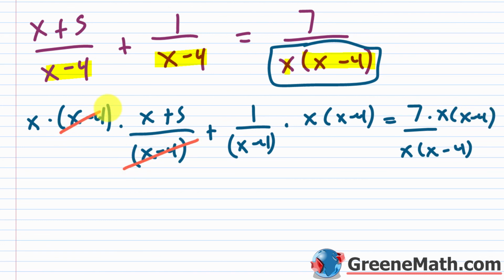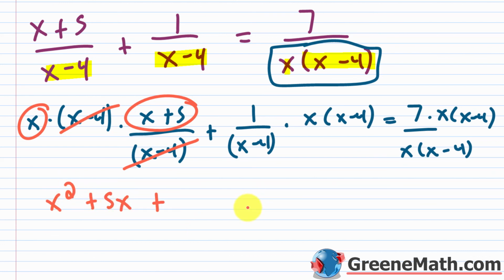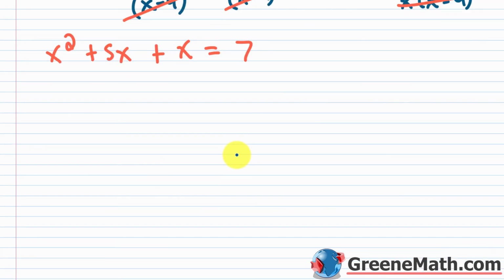So let's cancel this with this. You can have x times the quantity x plus 5, so that's x squared plus 5x. And then plus, over here, this would cancel with this, so you have x times 1, which is just x. And this equals, over here, this would cancel with this, so you just have 7. All right, so 5x plus x is going to be 6x. So this is x squared plus 6x.